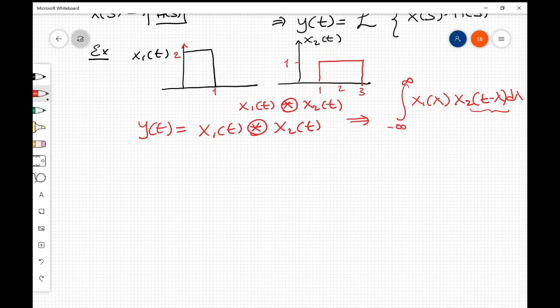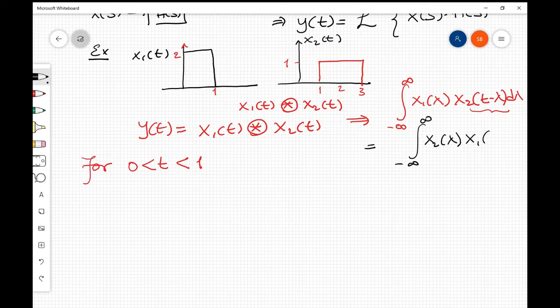The first one is the region for t from 0 to 1. So what happens between 0 and 1? Let's say this has the same result if we take the integral from minus infinity to infinity of x2(λ) x1(t minus λ) dλ, because this is equal to x2(t) convolved with x1(t), since convolution is commutative.